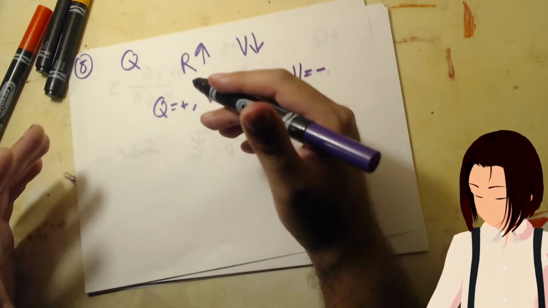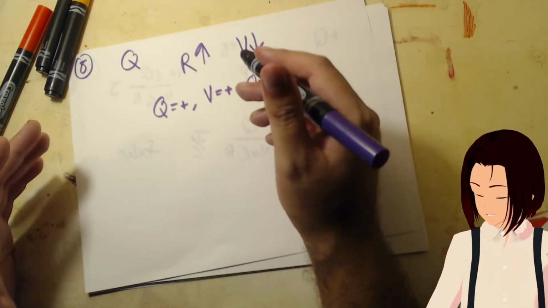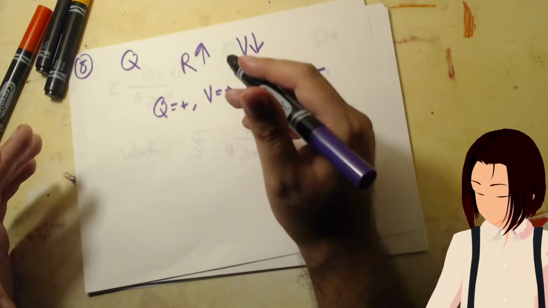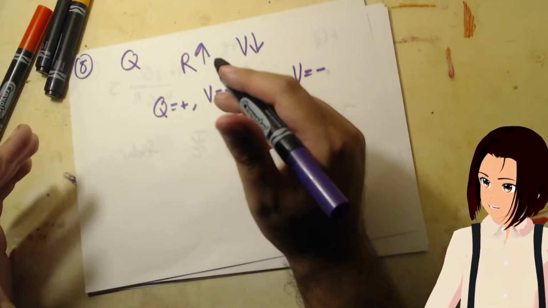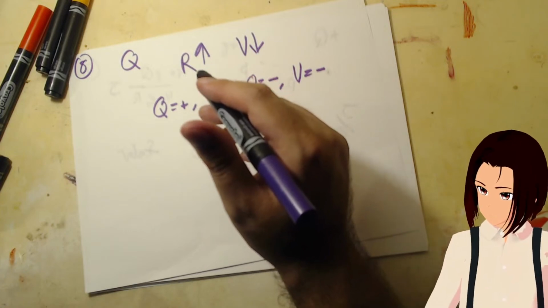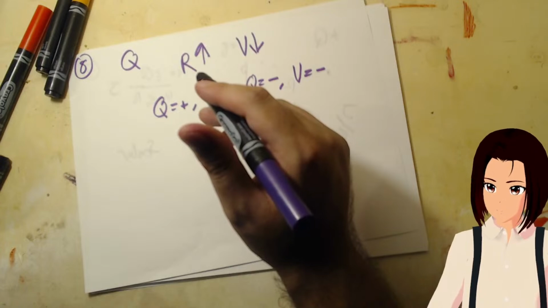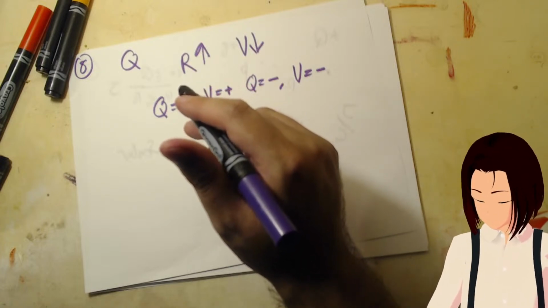If we have the test charge, the Q, we create potential because we put a lot of work just to get it there.